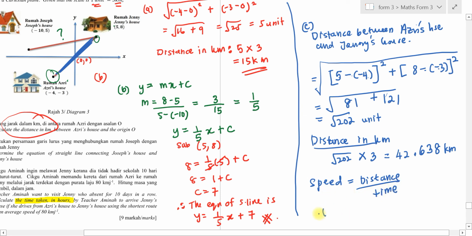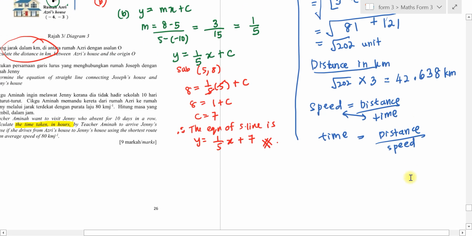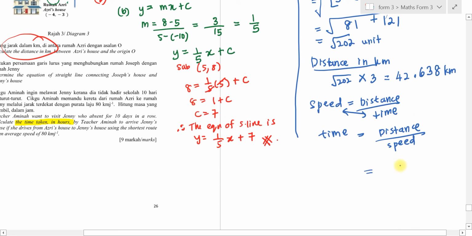So we raise the time here. We exchange. Distance is still on top, over speed. Okay, so the distance is 3 multiply 202. You can write like this, even better. Don't simplify anything, or if you want to simplify the answer, okay, you can also.